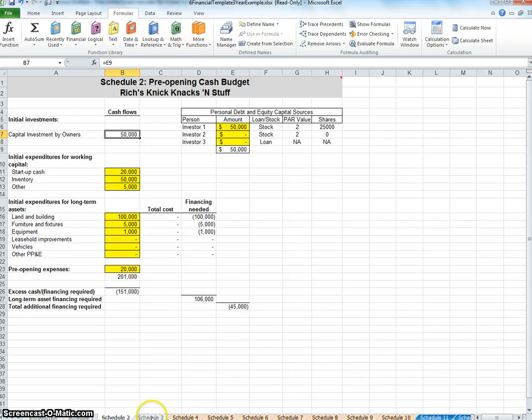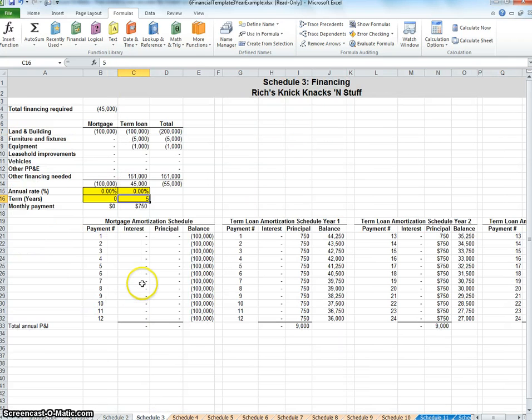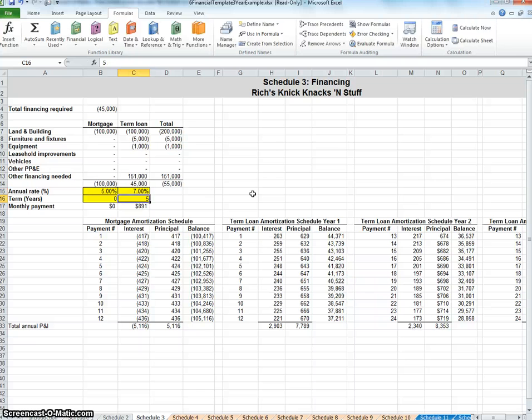All right, so go on to Schedule 3. So we need a loan, a mortgage for our land, and a term loan for the other excess cash needs. So let's just say annual rate will do 5%, and for the term loan we'll say 7%, and the term on that is 5 years. So the schedule kindly calculates an amortization schedule for you. So this makes it really, really easy to do.